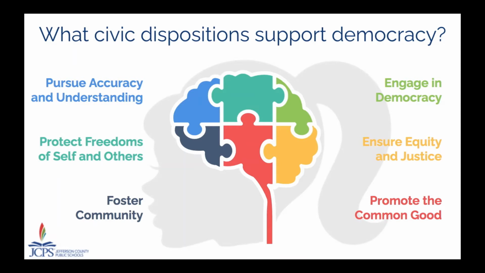Which brings us to the idea of what is the type of mindset? What civic dispositions support democracy? For Jefferson County Public Schools, we have landed on these 6 dispositions: to pursue accuracy and understanding, protect freedoms of self and others, foster community, engage in democracy, ensure equity and justice, and ultimately promote the common good.